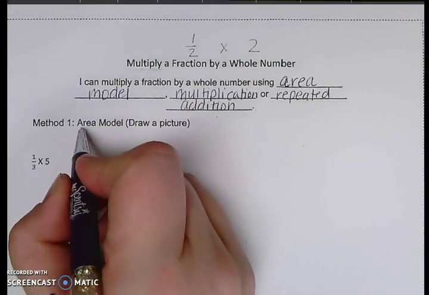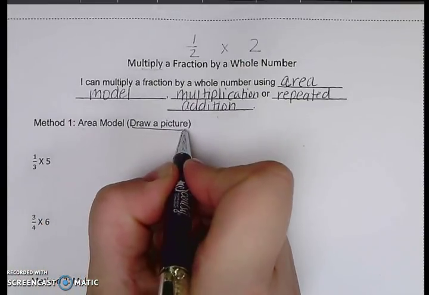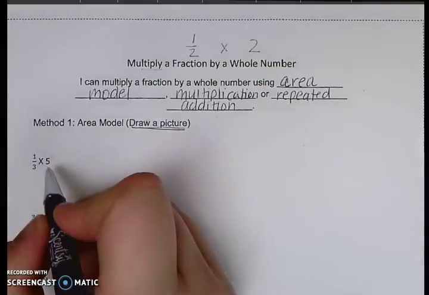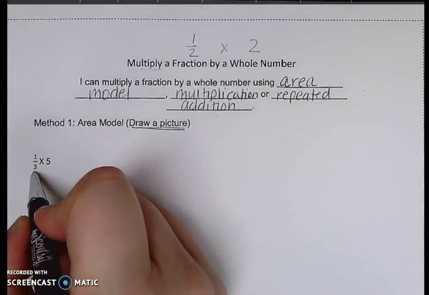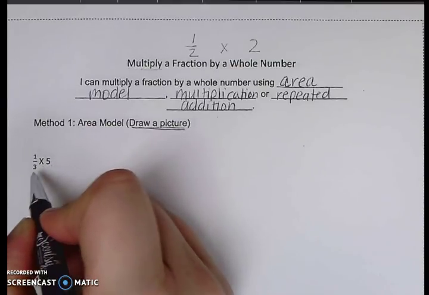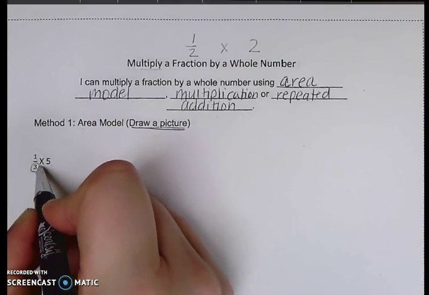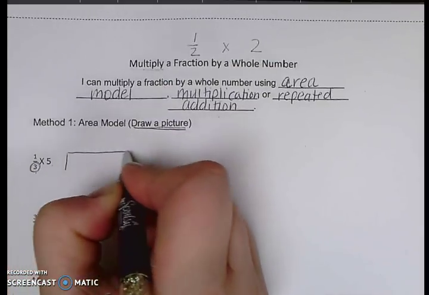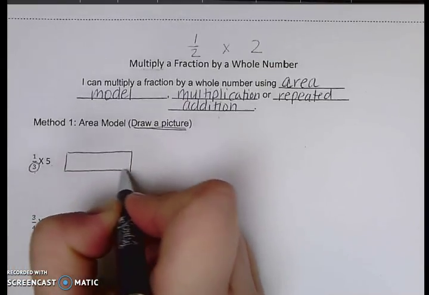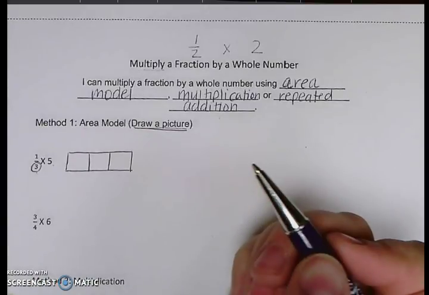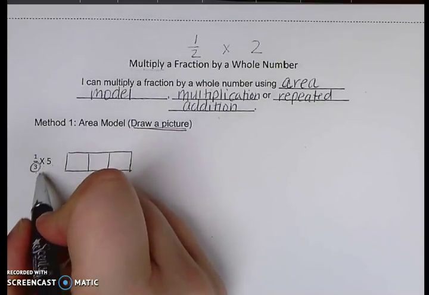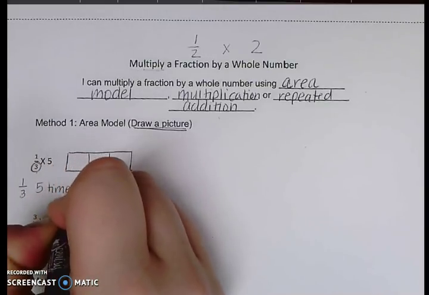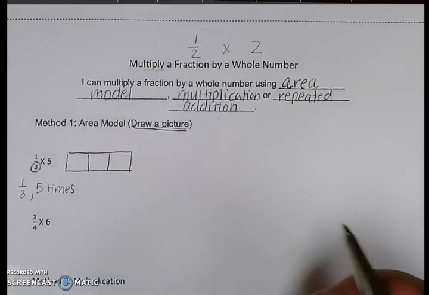So the first one, we're going to do area model, and as I put here, that just means to draw a picture. So if you like drawing a picture best, this one might be the one for you. So if I'm multiplying 1/3 times 5, I'm going to first think, okay, I'm talking about thirds here. So thirds would be divided up into 3 sections. So here would be thirds. And then I think 1/3 5 times, right? So 1/3 5 times.